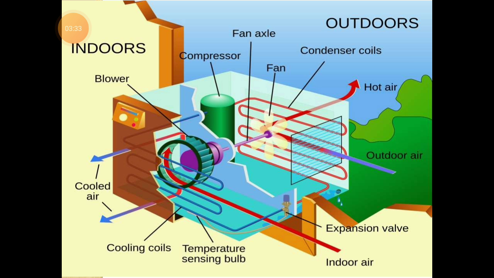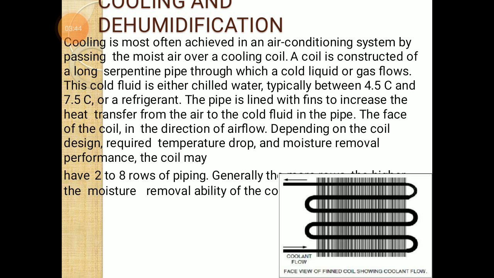So this is a window air conditioner which is fitted. Half part of the window air conditioner lies inside the room and half part outside the room. Cooling and dehumidification. Humidification means addition of moisture, dehumidification means removal of moisture. Generally, in most of the air conditioning systems, cooling and dehumidification is achieved in summer season.